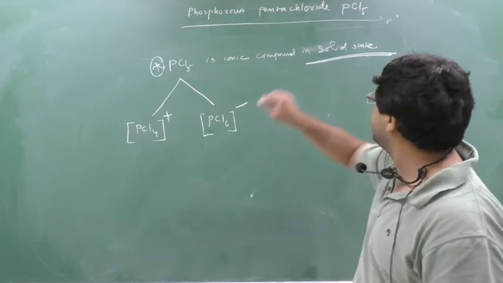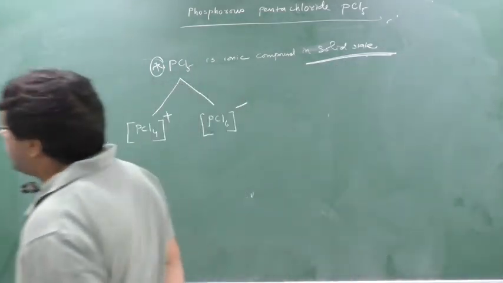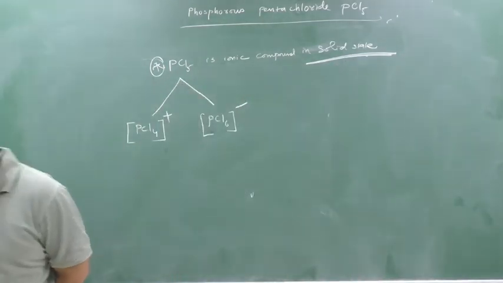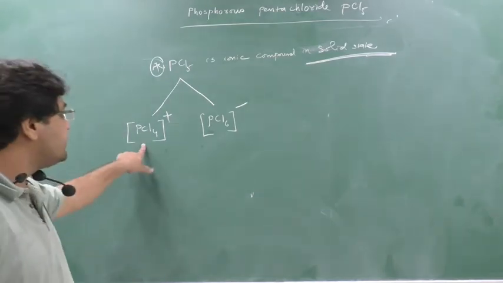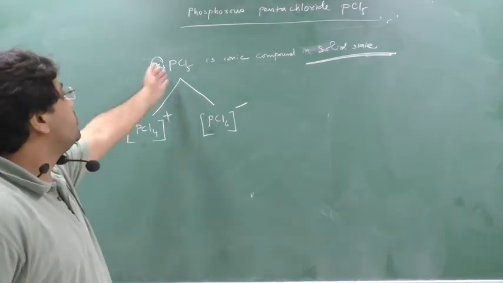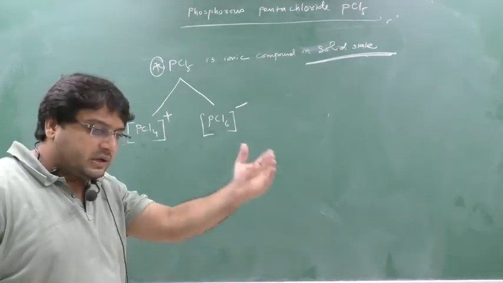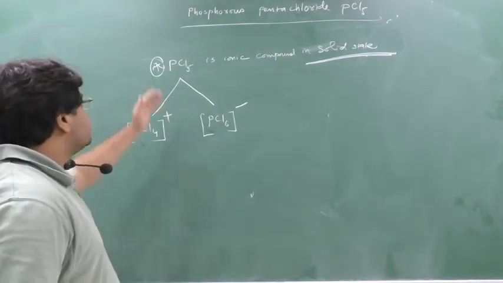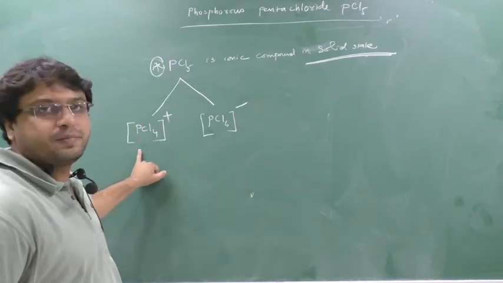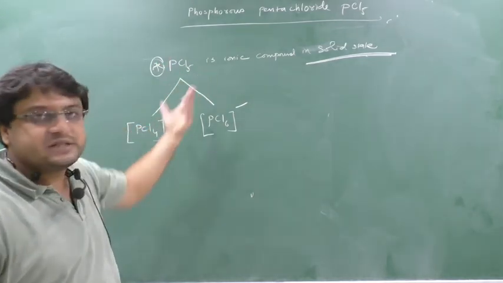This is important, not in liquid state. So PCl5 is an ionic compound in solid state, and it forms two ions, that is PCl4 plus and PCl6 minus. How to remember? You remove one chlorine, and anything removed in chemistry creates positive charge. Anything gained in chemistry creates negative charge. So if one chlorine is removed, PCl4 plus, and if one chlorine is gained, PCl6 minus.